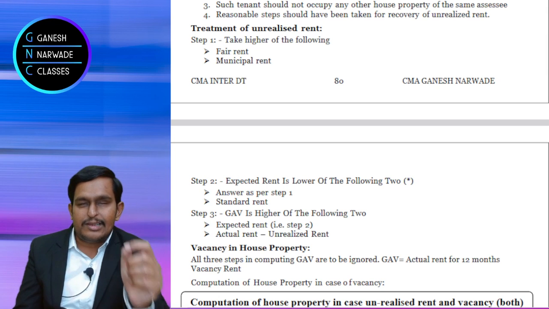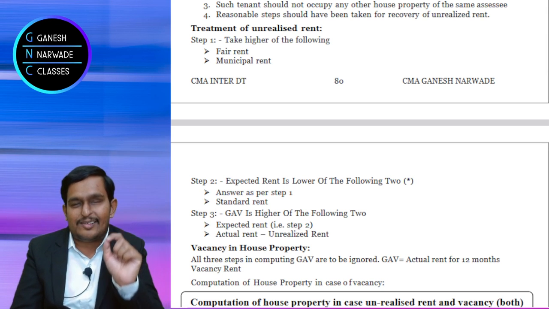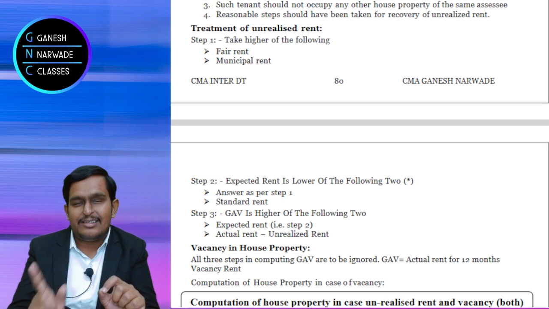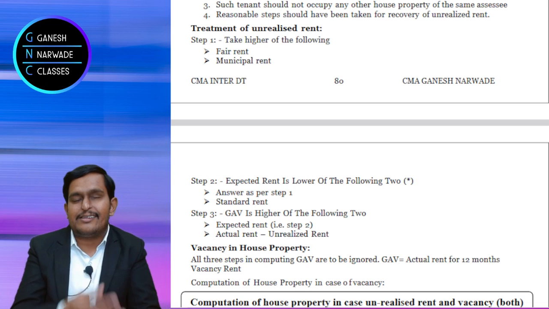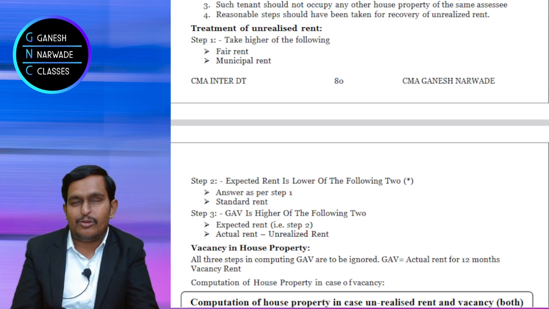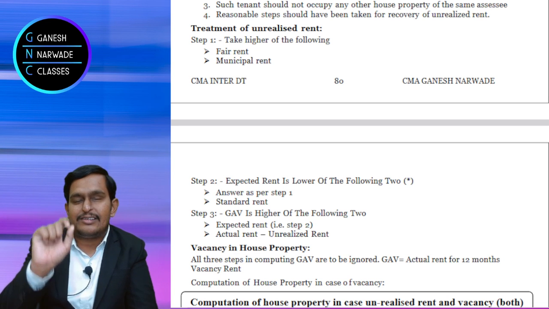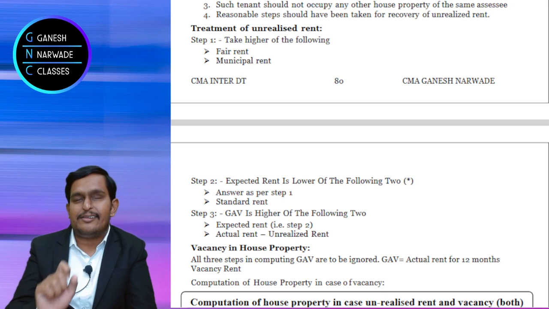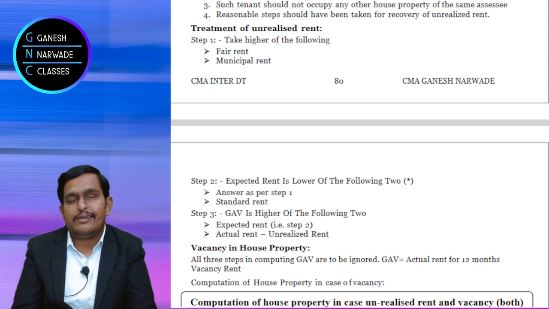If notional actual rent is more, then GAV is equal to actual rent. I am not telling NAR, I am telling AR. GAV is equal to AR when NAR is greater than expected rent. And if expected rent is more than the NAR, then GAV is equal to expected rent. So you have to remember these steps.